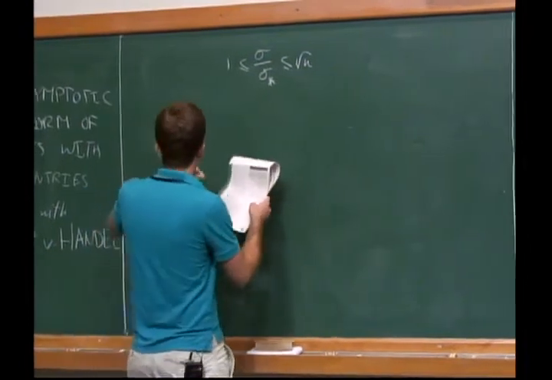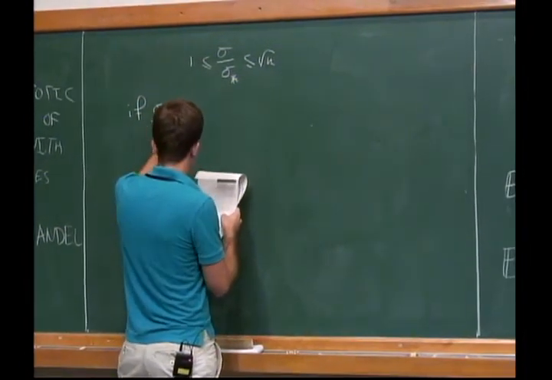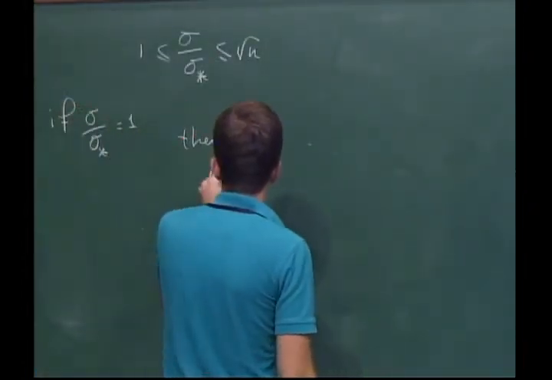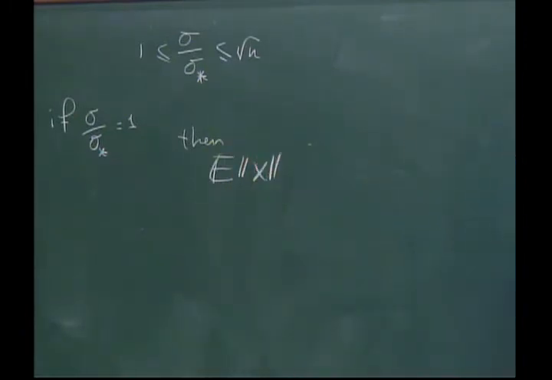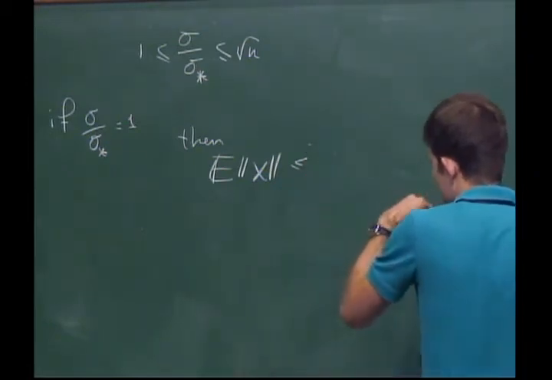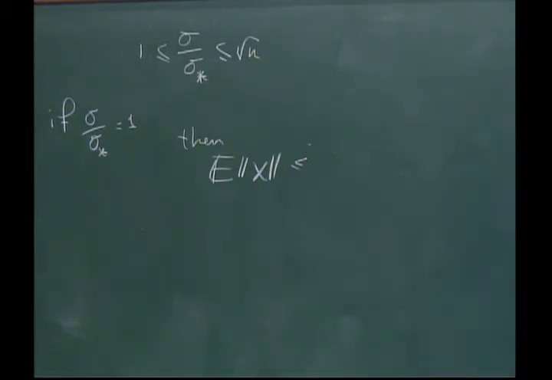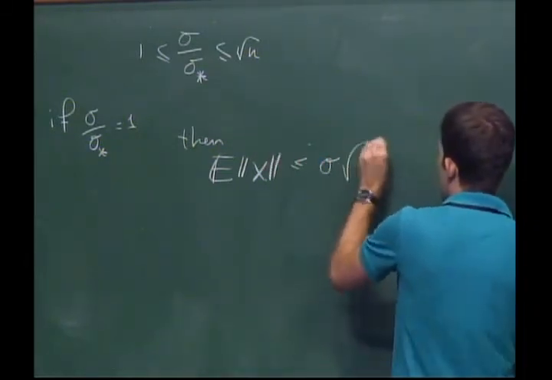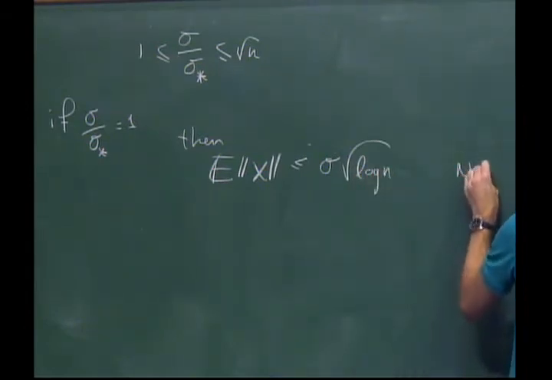If sigma over sigma star is equal to 1, then the expected value of X by that bound is smaller or equal than, well, the sigma term doesn't matter because sigma star is of the same size, and it has a log n. So this is non-commutative Khintchine.